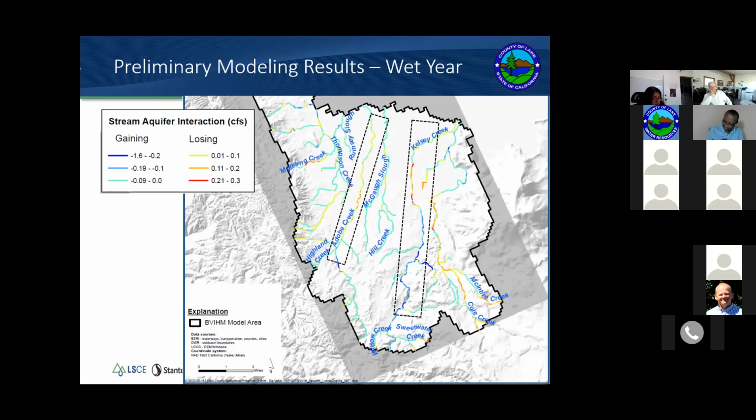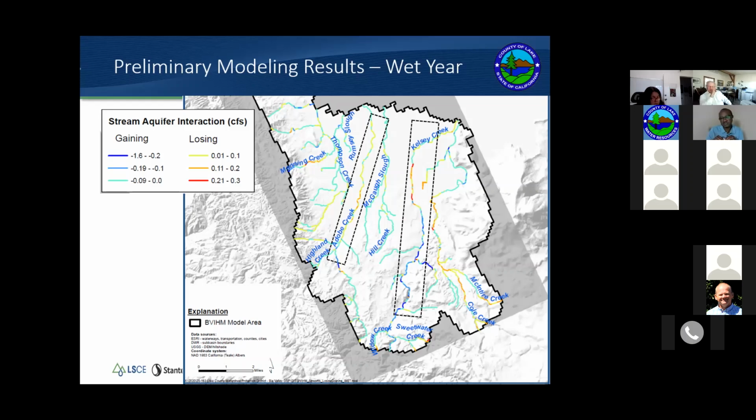But what we can do with this model is we have monthly time steps. So we could pick a known wet period, and we could look at this through monthly time steps or quarterly time steps. So it might change a little bit. So I don't know if that adds or takes away from the conversation, but I just wanted to mention that.